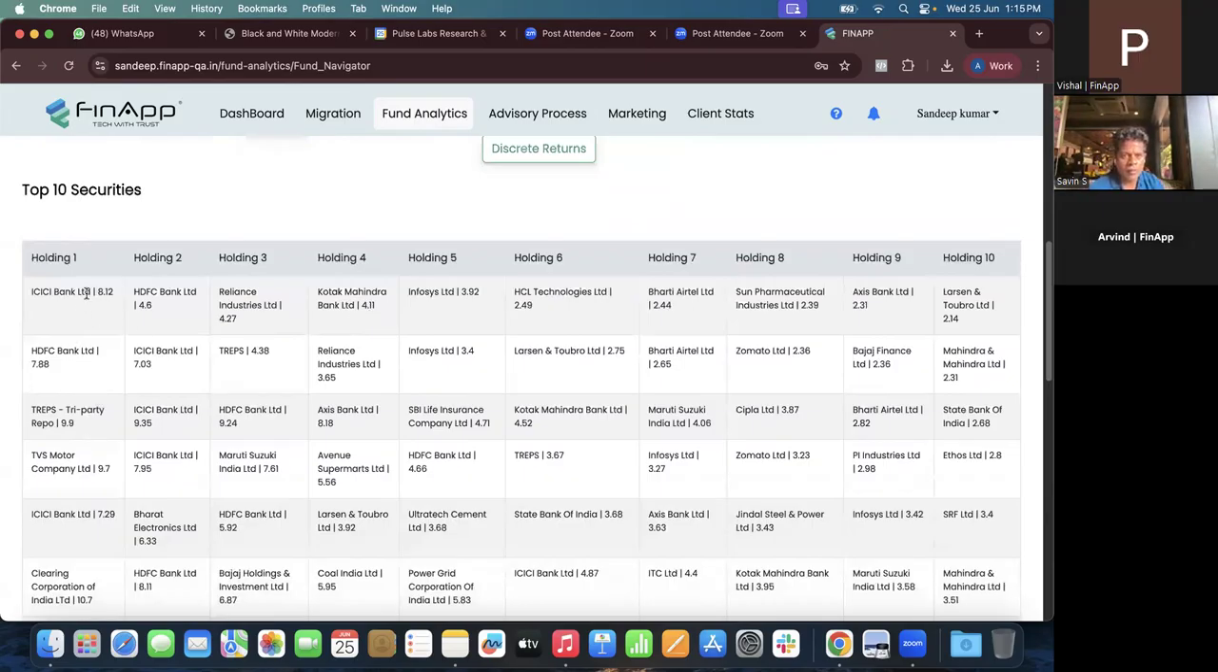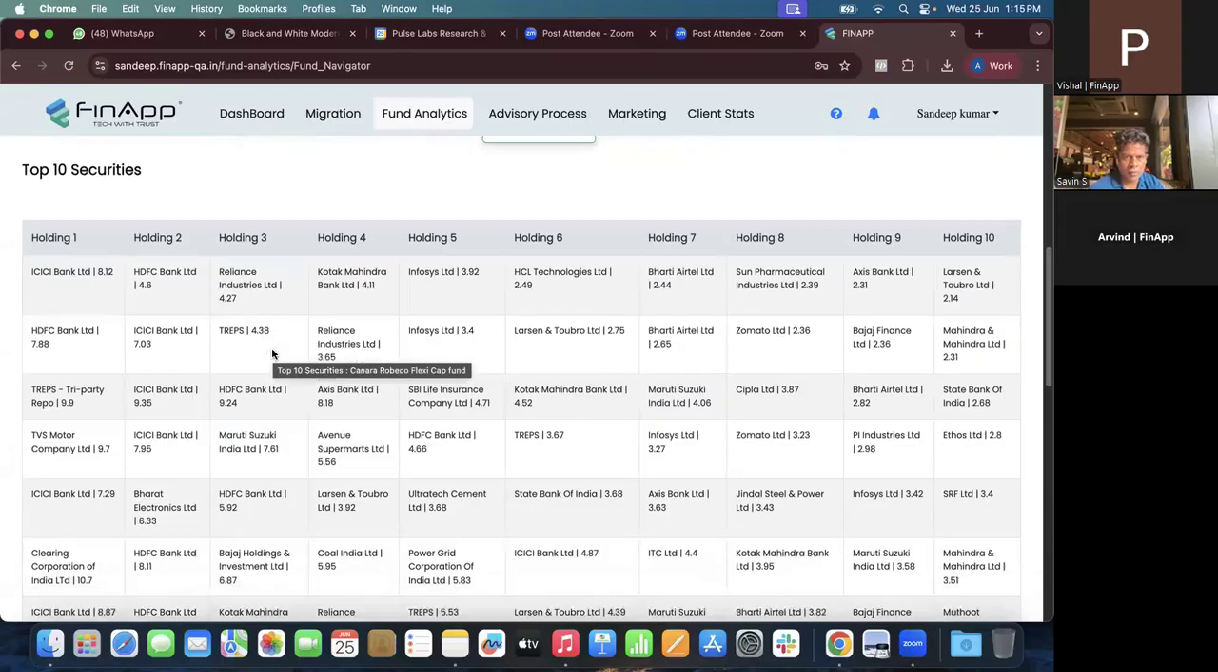So how do you check it? If you put your cursor here, it will tell you this is Aditya Birla. So there is no confusion on that part. These are the top 10 holdings of each fund house, and the percentage of holding. So you have an idea which sector they are right now.